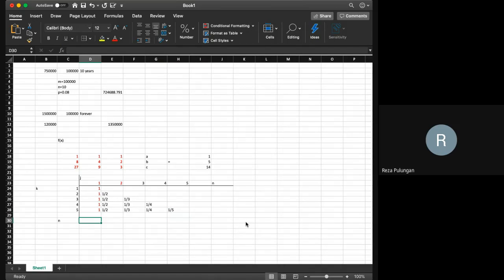Let's look at the last one. This one: 1, 1 half, 1 third, 1 fourth, 1 fifth. What about the last one here? The last one here will be 1 over n. Okay, now what we do in the summation is we sum this one to the right.